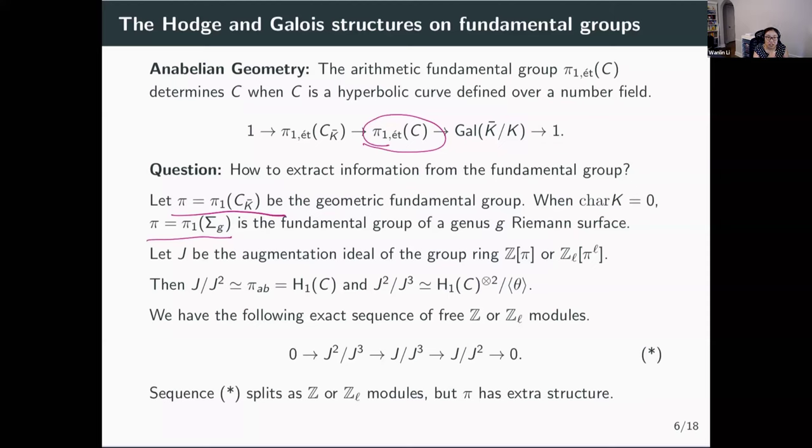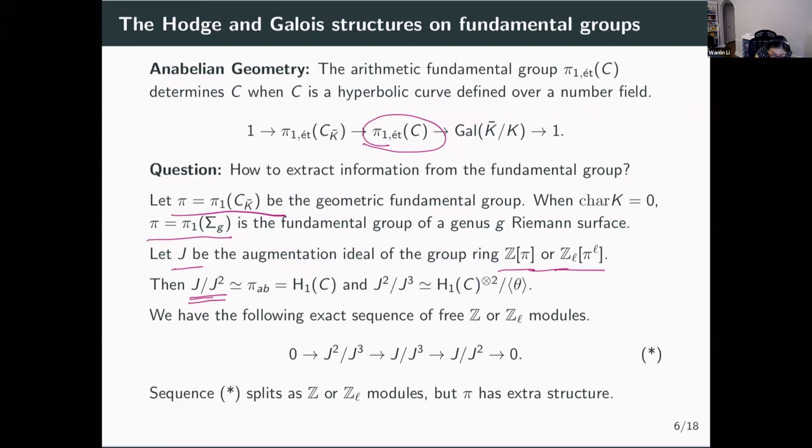Okay, so then we can define the group ring. We can either define the group ring with coefficients in Z, or if we want to study l-adically, we can take the pro-l completion of the fundamental group, take Z_l coefficients, and take an inverse limit over finite groups to get an analog. Basically, you get a group ring. In the group ring, I have the augmentation ideal, the kernel of the degree map, and I can take powers of this augmentation ideal. To make it more intuitive, the augmentation ideal is J, and I would like to consider Z modules or Z_l modules of the form quotients of powers of J by higher powers of J.